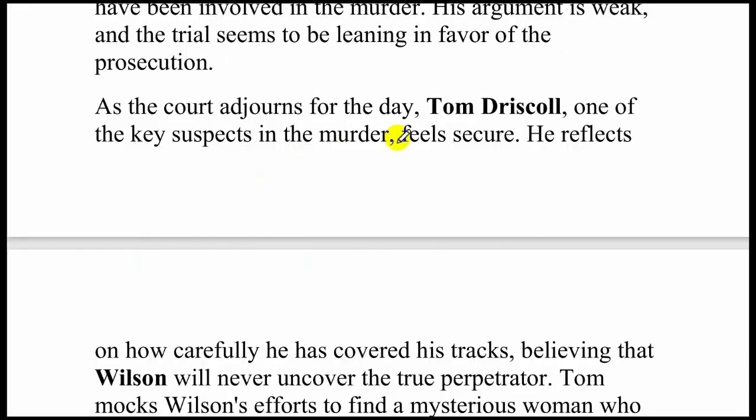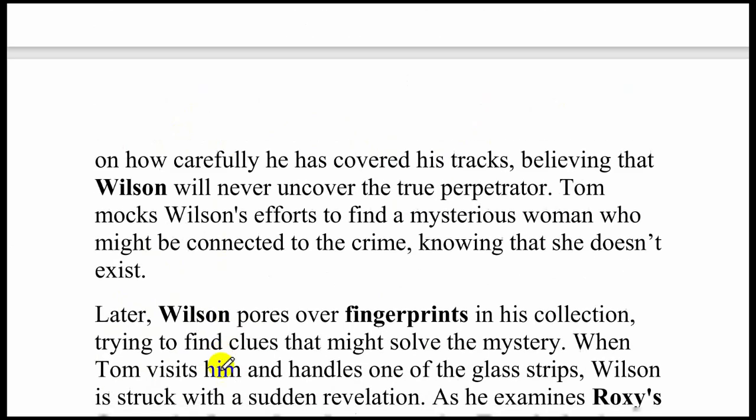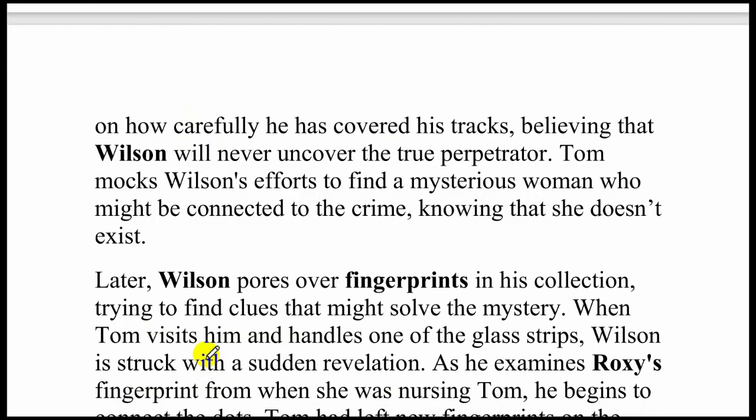As the court adjourns for the day, Tom Driscoll, one of the key suspects in the murder, feels secure. Key suspect, because he was the murderer. He reflects on how carefully he has covered his tracks, believing that Wilson will never uncover the true perpetrator. Tom mocks Wilson's efforts to find a mysterious woman who might be connected to the crime, knowing that she doesn't exist. You will have to read the entire chapter to understand this summary.